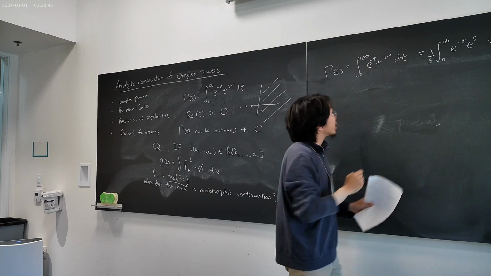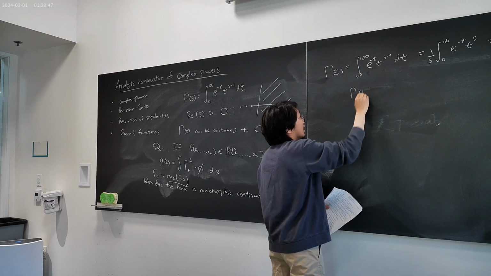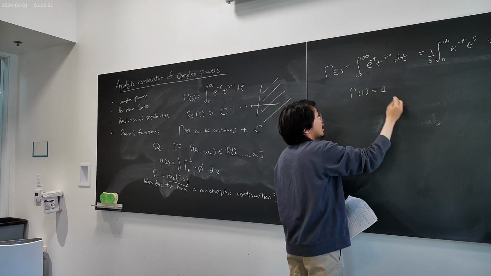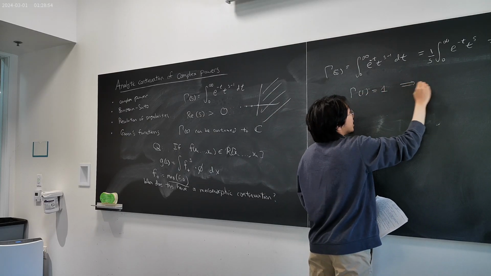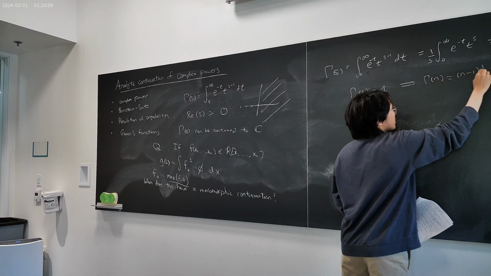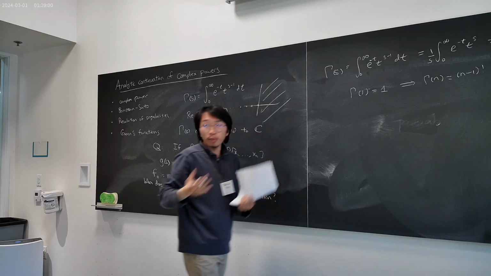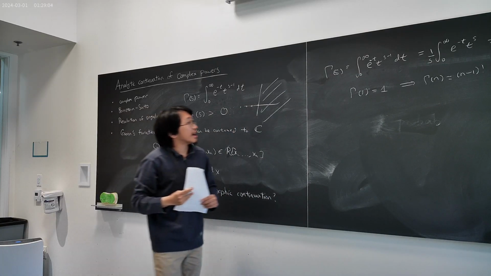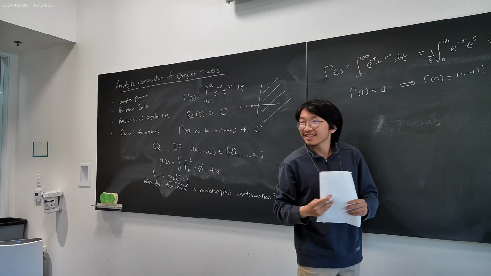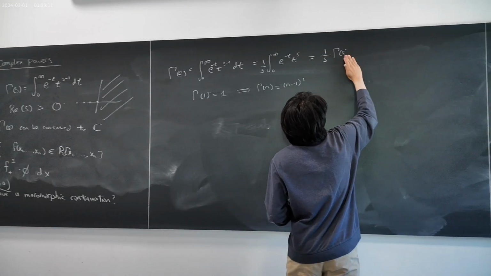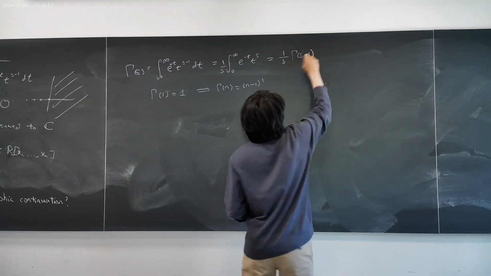In particular, if you look at nice values of the gamma function, gamma of 1 equals 1. And this equation actually tells you that gamma of n is equal to n minus 1 factorial. So the gamma function is the holomorphic function that interpolates the factorials. And sorry, it's gamma of s plus 1, sorry, this is 1 over s times gamma of s plus 1.